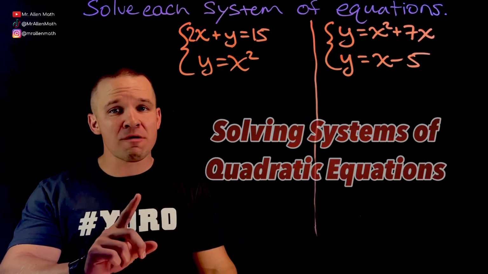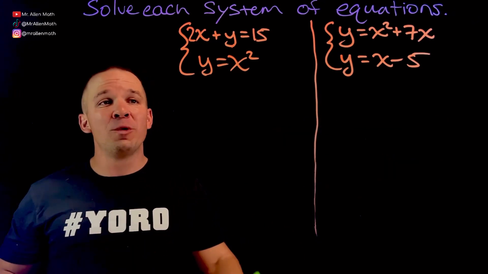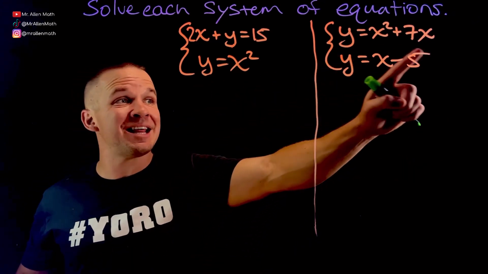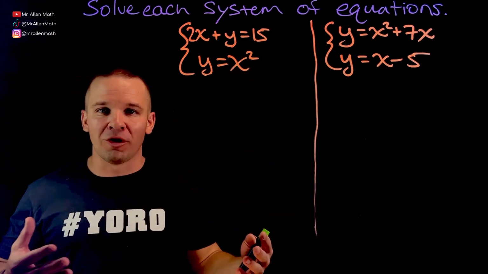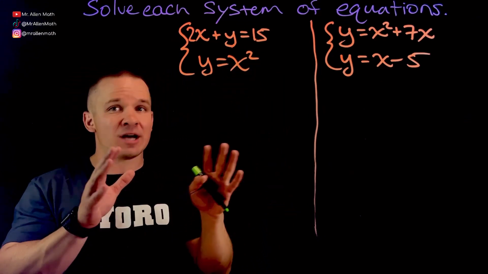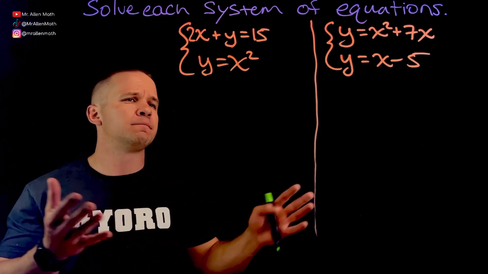But these aren't your everyday systems of equations here. We got ourselves a quadratic in here, and in that one right there. So we have a linear and a quadratic. So it's a little bit different than your normal two linear equations, how you approach that. But we have some similarities as well. So let's get after it.